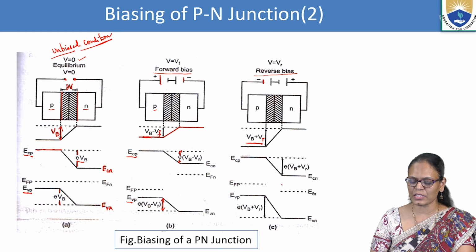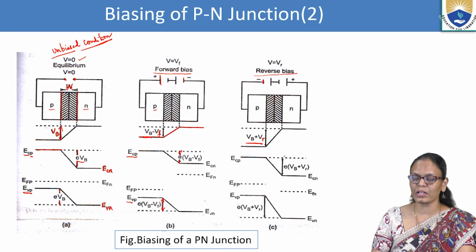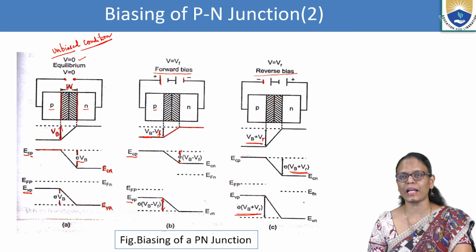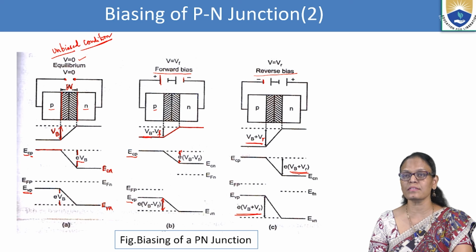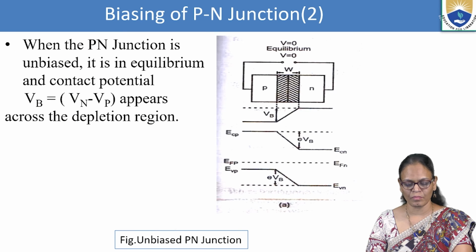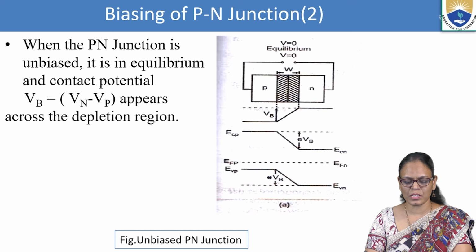Even in the energy band diagram, the barrier height increases. It is E(VB plus VR), the same on both the P side and N side. What we are seeing here is that the barrier potential increases. So this is what we have seen.